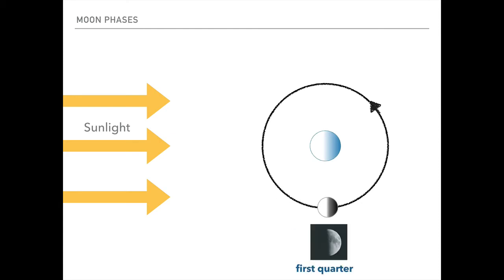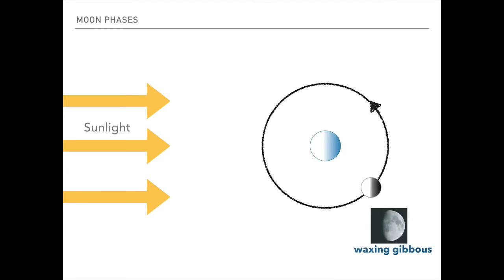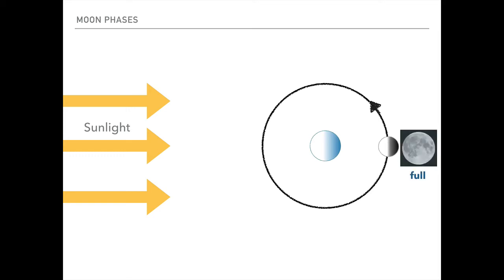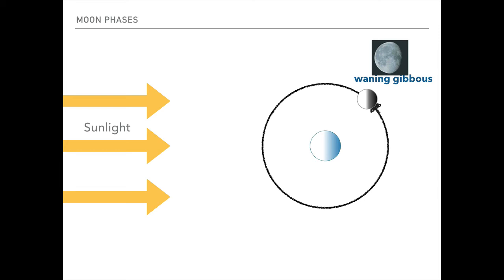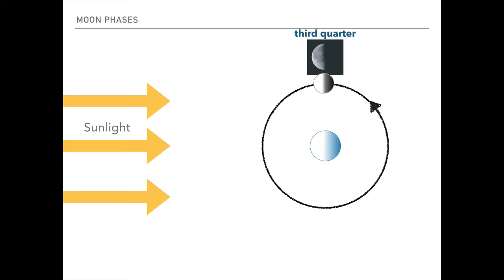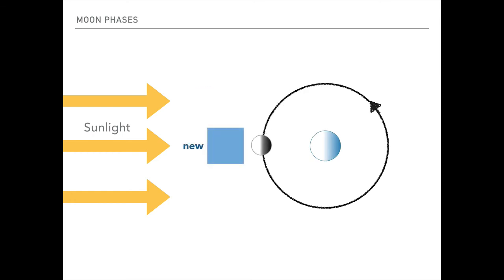The moon reaches first quarter position about 1 week after new moon. And over the coming days, we see more than half the moon's daylight side, making it a waxing gibbous moon. The moon reaches the full position, in which we can see its entire daylit side, about 2 weeks after new moon. And then it begins to wane, meaning we see less of its daylight side, to waning gibbous, to third quarter, to waning crescent, and back to new at the end of the approximately month-long cycle of phases.